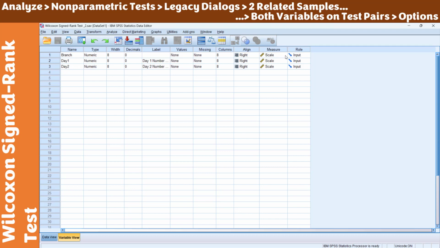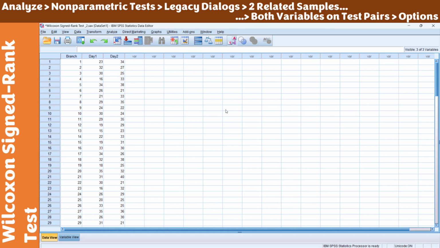again say that our branch here is nominal in nature, because the data for branches 1 to 100 are just representations of which branch it is. The number has no specific order nor can it be included in any additive property. Now, the number of services on day 1 is scale, and day 2 is also scale, because this is both ratio and interval, so we have scale there. So even if they are both scale, we will be using here the Wilcoxon Signed-Rank Test because of the explanation given earlier.